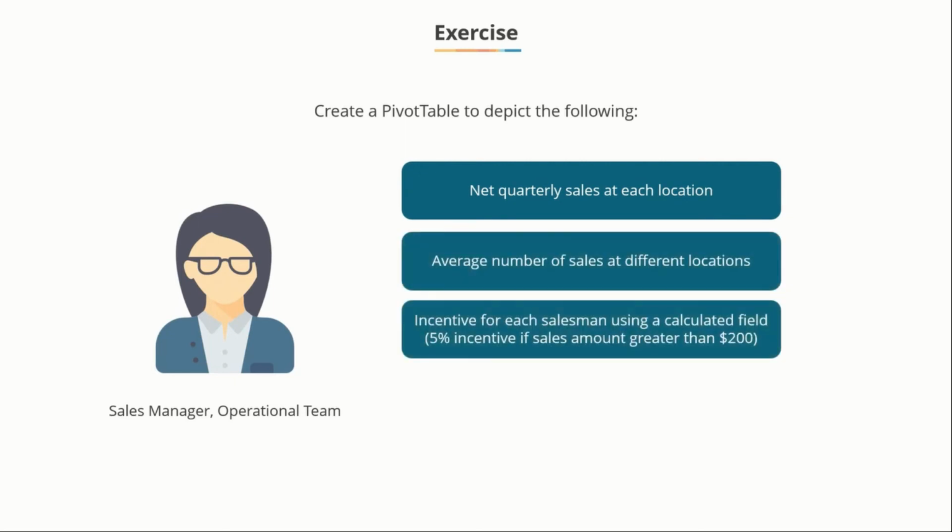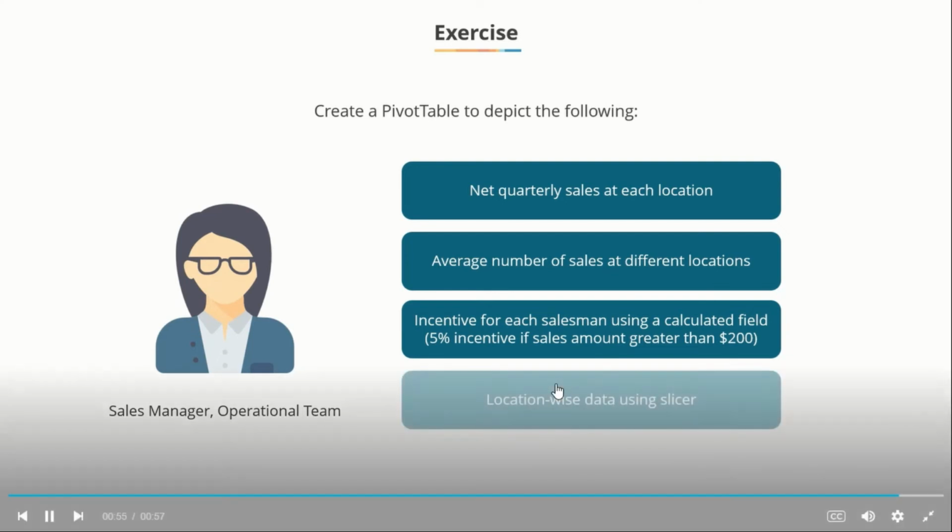Also add a calculated field that depicts the incentive for each salesman. The incentive of 5% should be given to a salesman if the sales amount is greater than $200. Else, no incentive is given. Finally, add a slicer to filter the data location-wise.